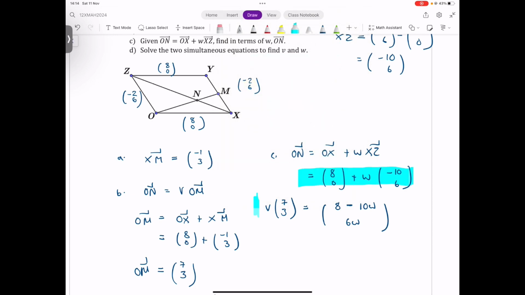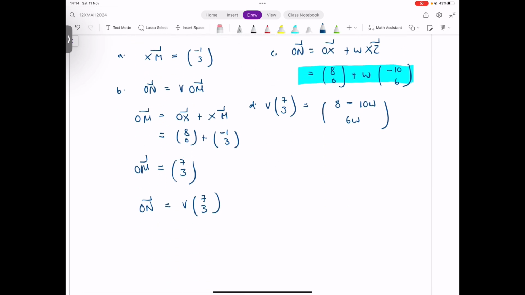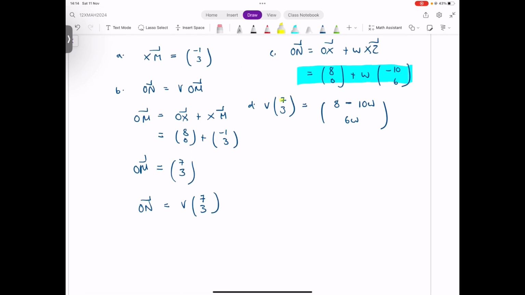And part D asks us to equate these two, or create simultaneous equations to find the values of W and V. So here we're going to equate the x's on both sides, and then separately the y's on both sides. So 7V is equal to 8 minus 10W, and we've also got 3V is equal to 6W, or V is equal to 2W.